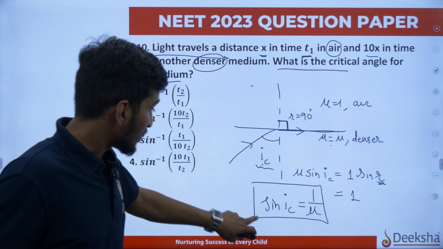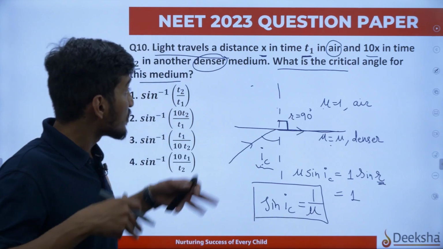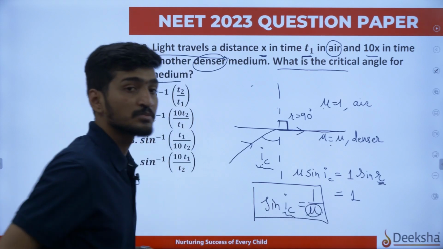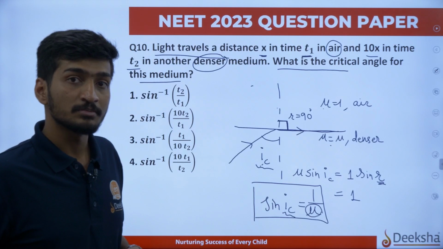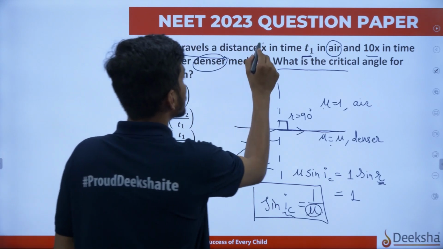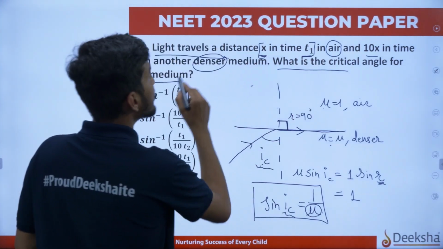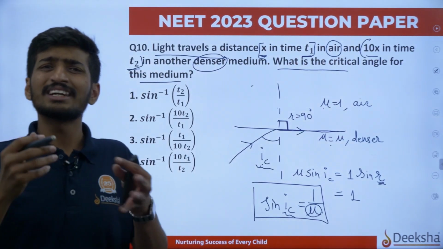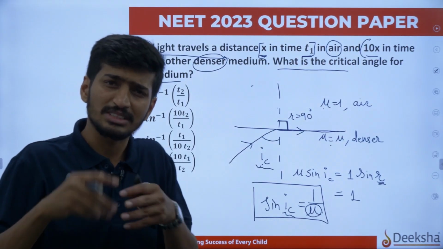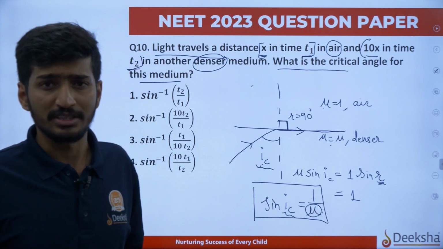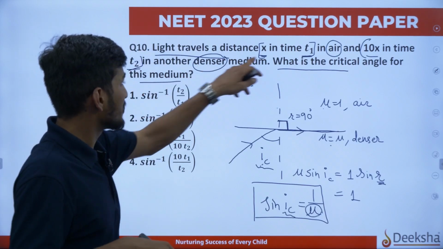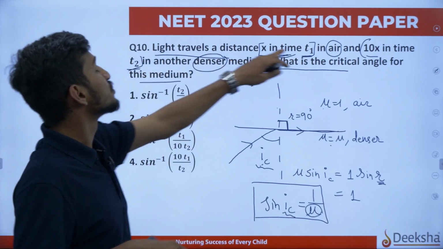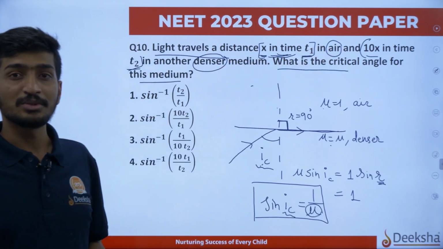Okay, so now that we know the formula, we somehow need to find this angle in terms of this mu. So we need to first find the mu. How do you do that? Look at the question. The question gives you distance and time, then some other distance and some other time. What is that indicating? It's indicating that something about speed is going to happen here, right? So basically, I want to relate the speed of light in air to the speed of light in this medium. How do I do that?